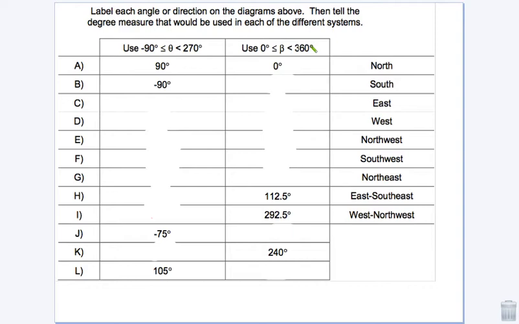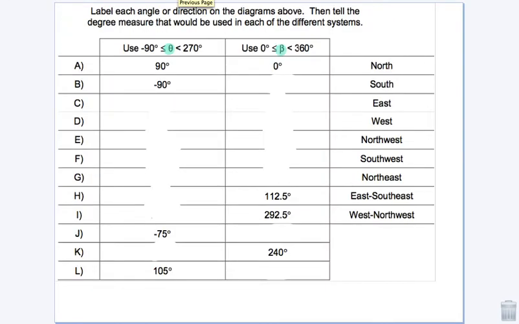So if you're just looking at the angle, you really can't tell unless you see this little bearing symbol or the theta. That tells you whether you have a rotation angle or a bearing.